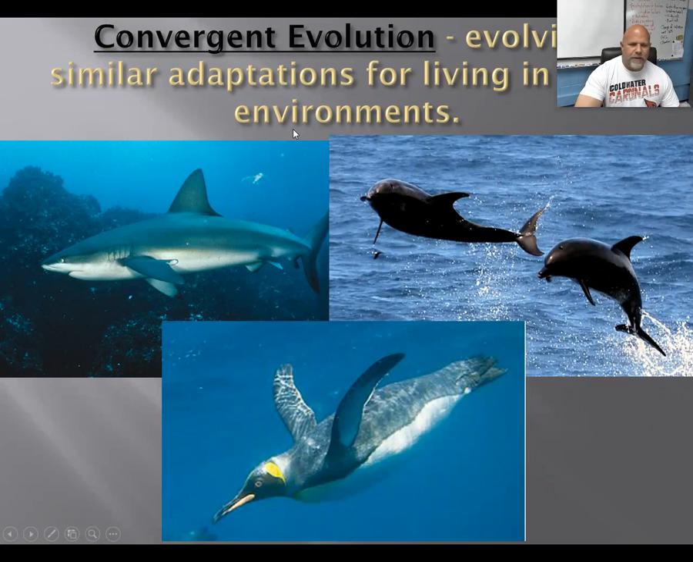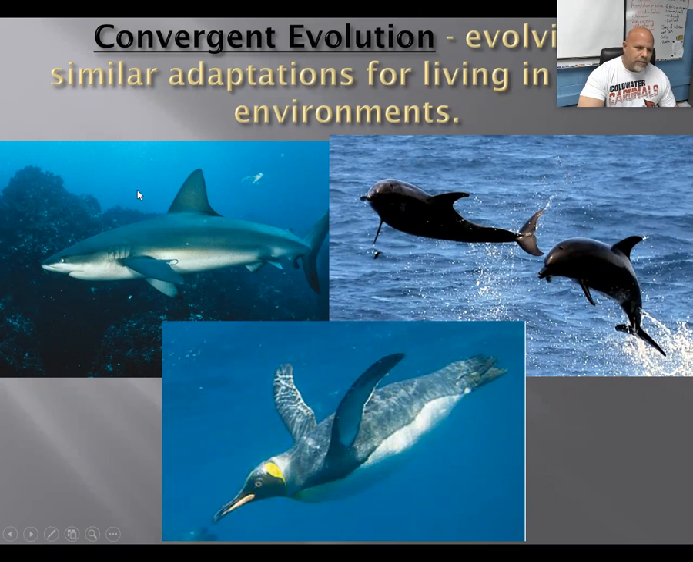Another example of evolution is something we call convergent evolution. And this is where different organisms will adapt similar characteristics because they live in the same environment. So the torpedo shape is a really good shape to be if you live in water. It lets you travel super fast through water.